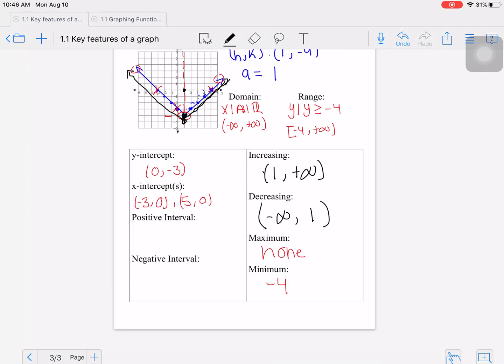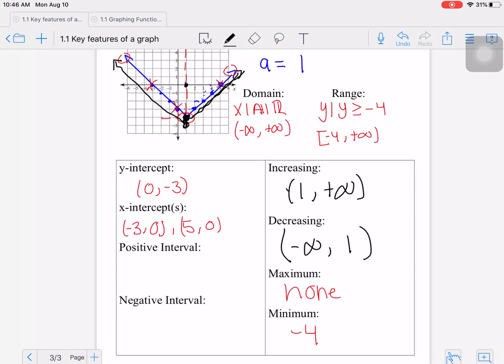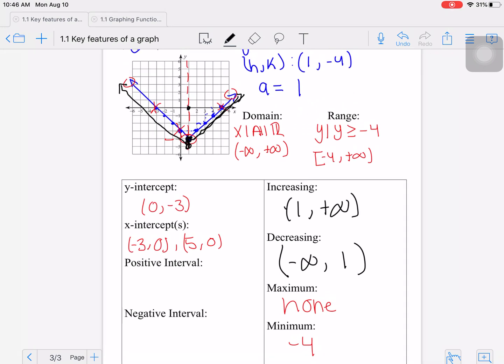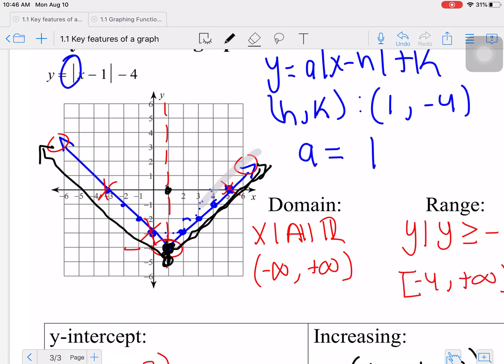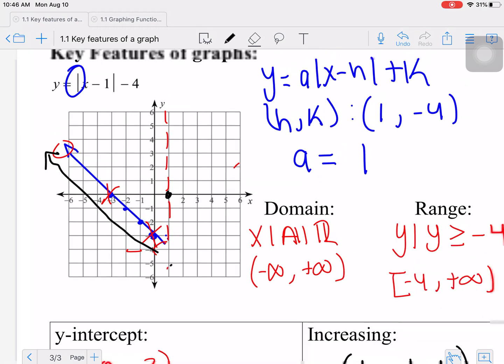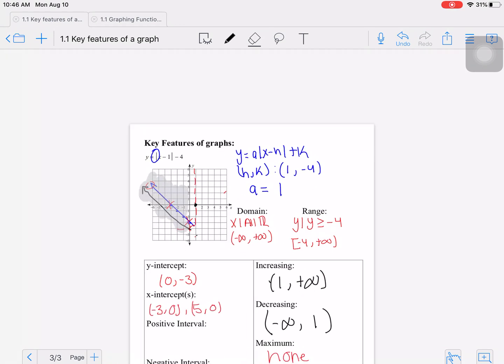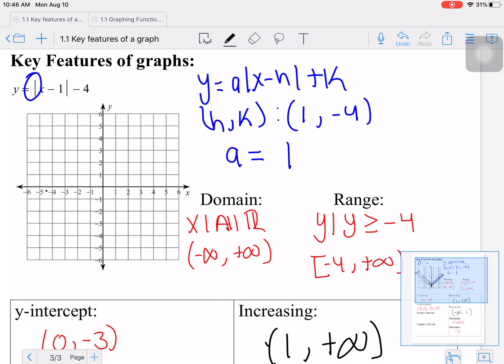Cool. Positive and negative intervals. So when it comes to knowing when your function is going to be positive and negative, I want to know what part of the function is above my x-axis and what part of the function is below my x-axis. So let's go look at my graph again, and I'm going to erase it real quick so we get a new graph. Cool. So 1 comma -4.